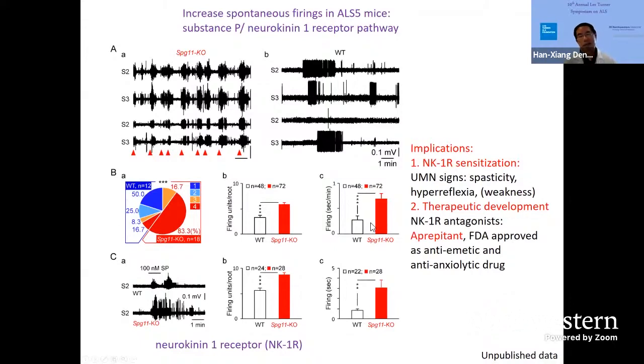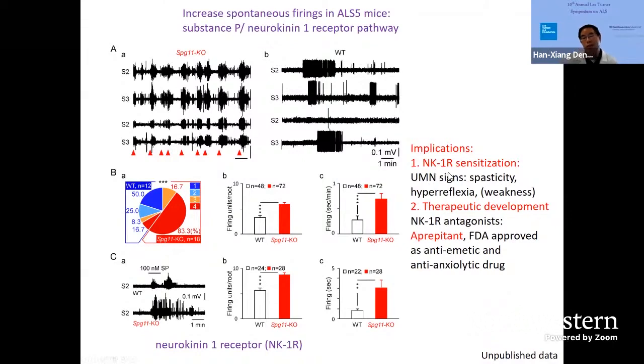So this has a very important implication, because the mechanism suggests sensitization of the postsynaptic receptors, and here we showed that at least the substance P receptor is sensitized. If this is the mechanism underlying the disease, it may have important therapeutic implications.